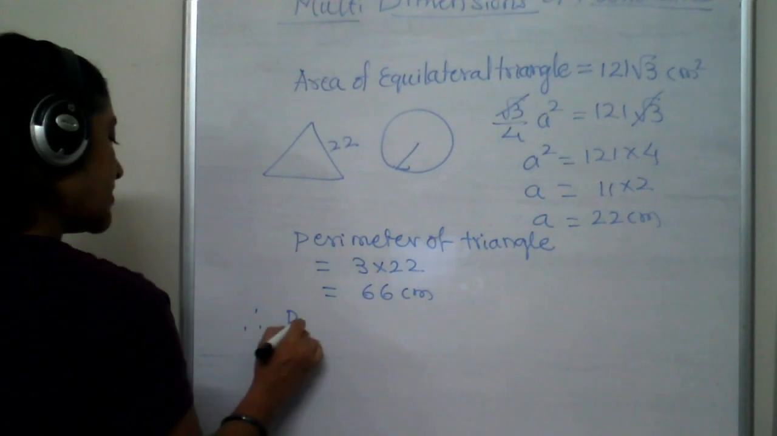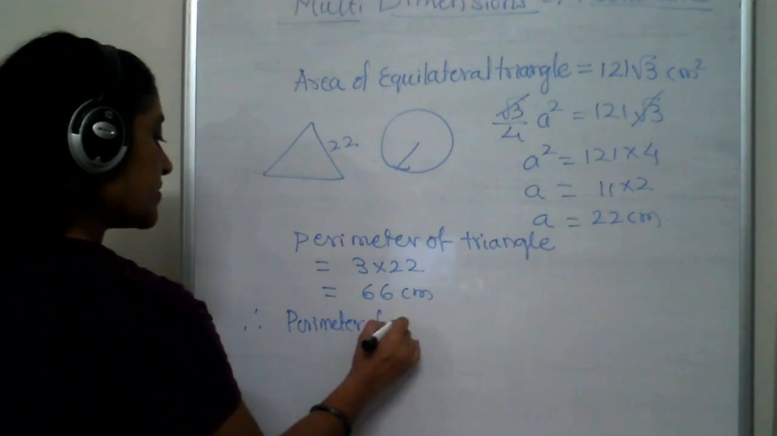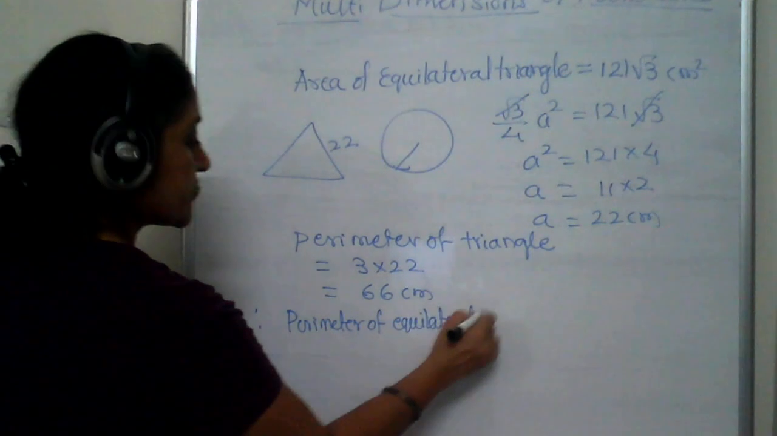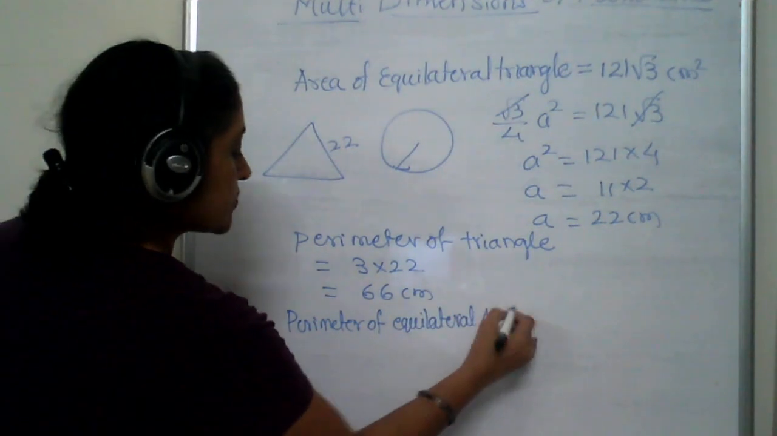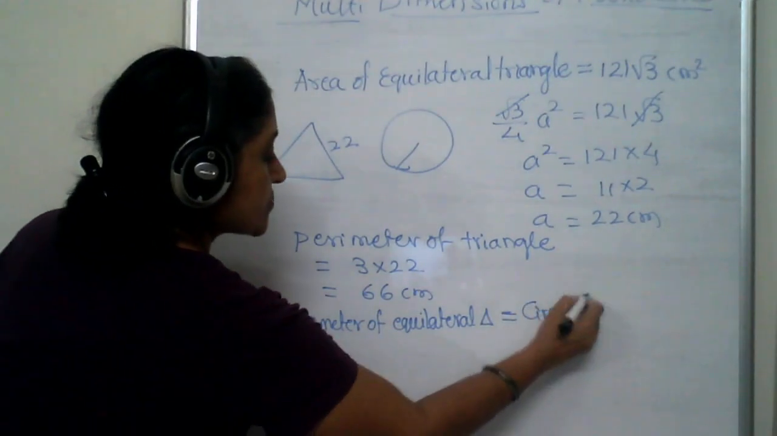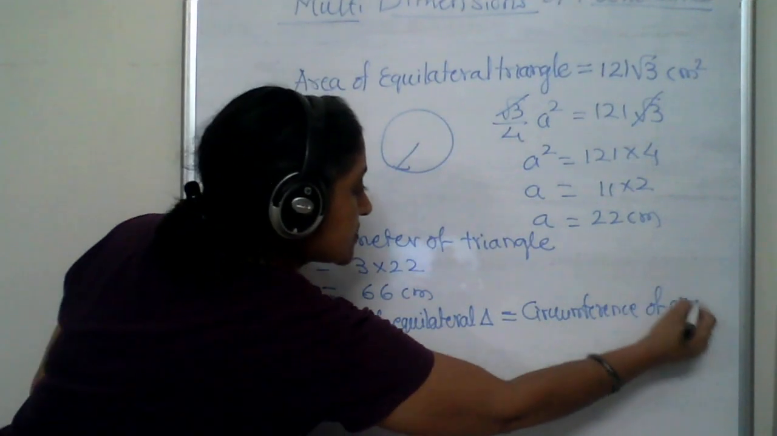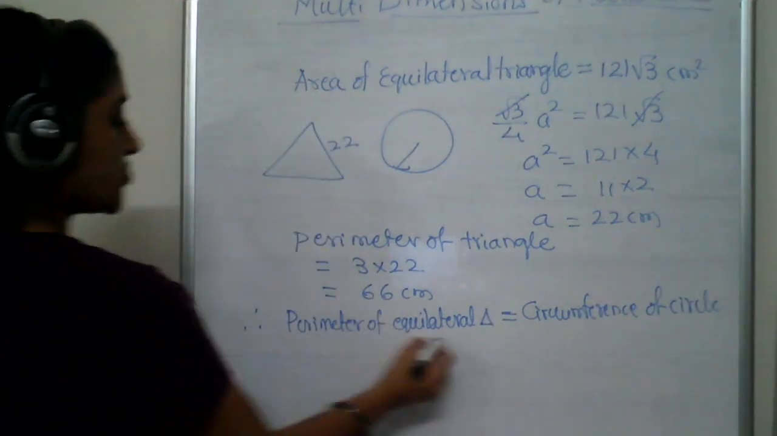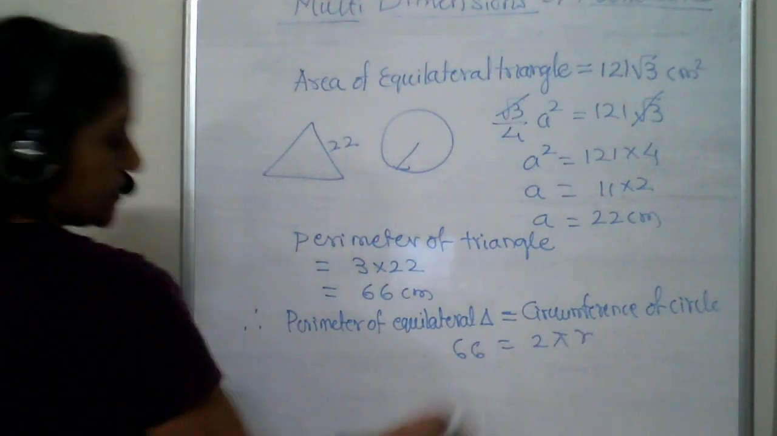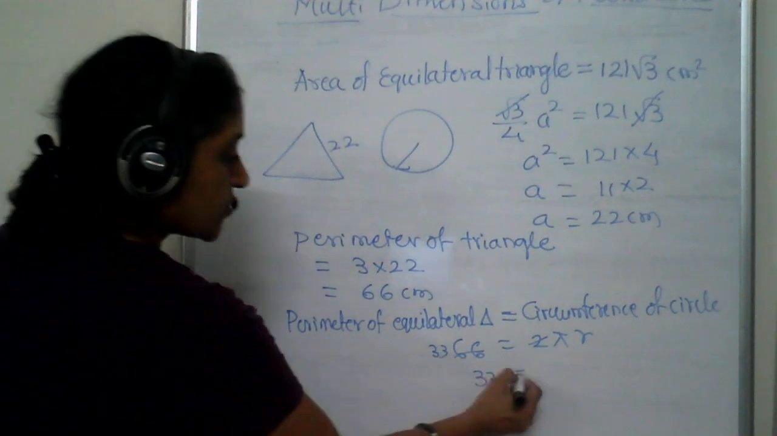Therefore, perimeter of equilateral triangle is equal to circumference of circle. So now here this is what? 66 is equal to 2 pi r. Now 2 ones are 2, 33s are 66. So 33 is equal to pi r.